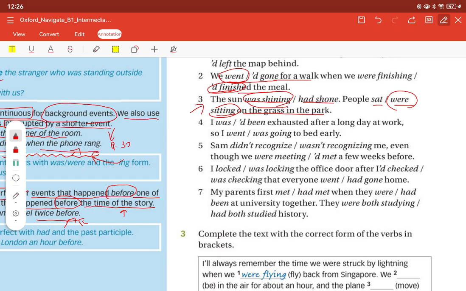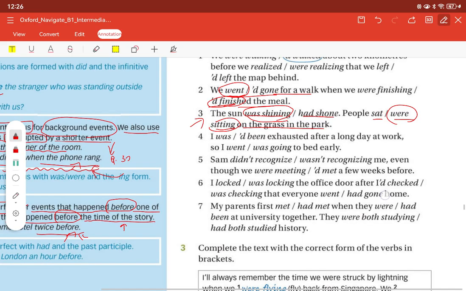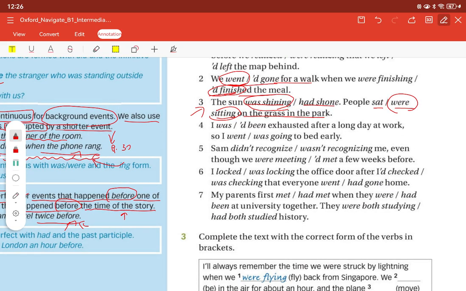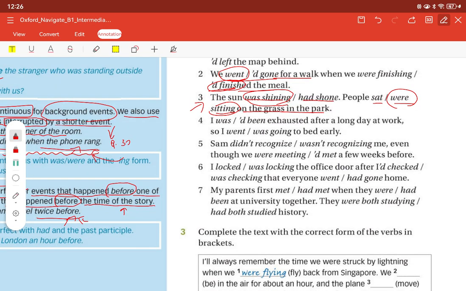Okay, so let's continue. I had been exhausted after a long day at work, so I was going to bed early. So what do you think about it? The action is going to bed early. Do you think going to bed happened first, or being exhausted from work happened first? Of course, being exhausted from work happened first, right? You had been exhausted so that you went to bed early. That's correct. So I hope now you will understand this lesson better. If you have any questions, you can ask me anytime.